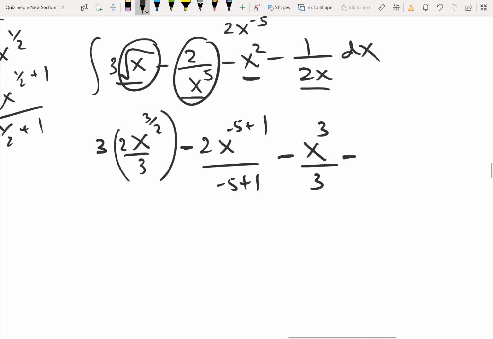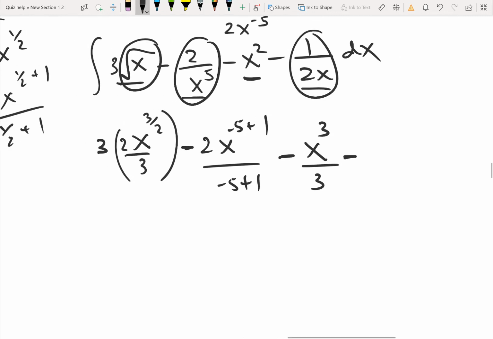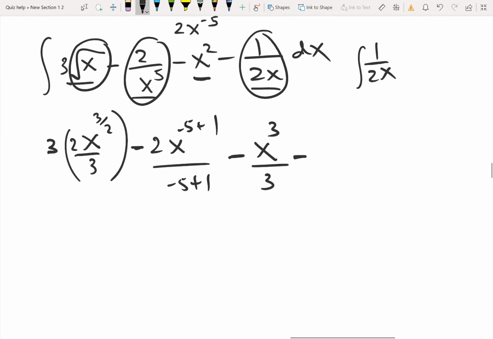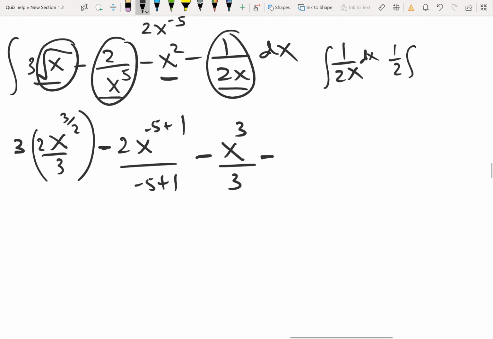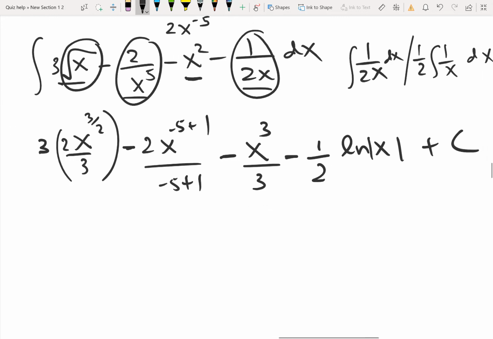Minus, if you integrate 1 over 2x, we can take that half out of the integral. Then that means we are integrating 1 over x. The integral of 1 over x is natural log x. So this is half times natural log x, plus c.